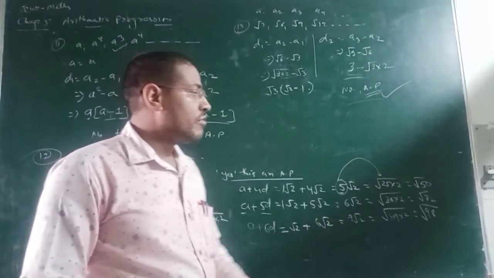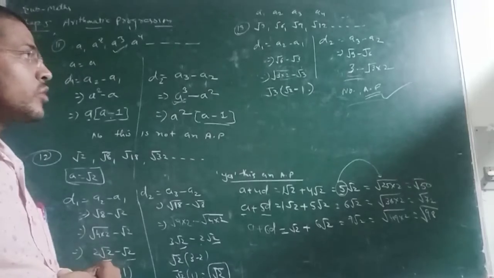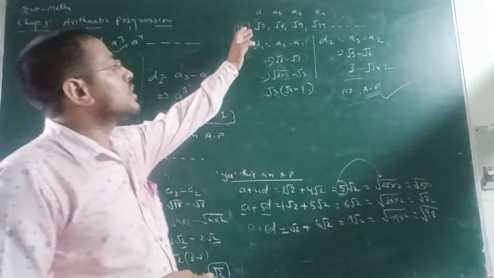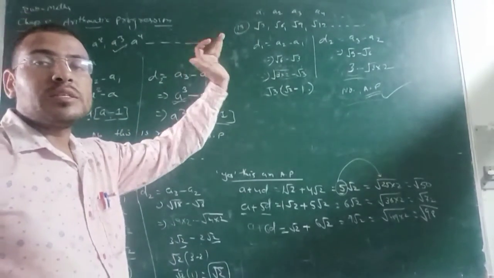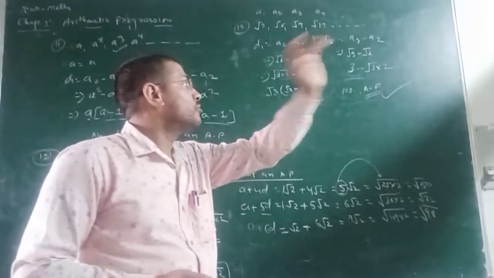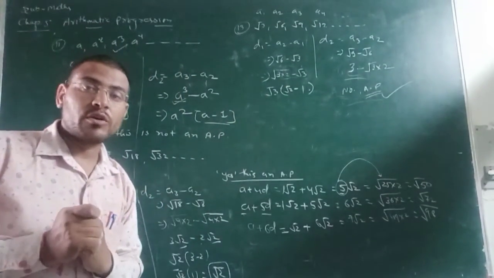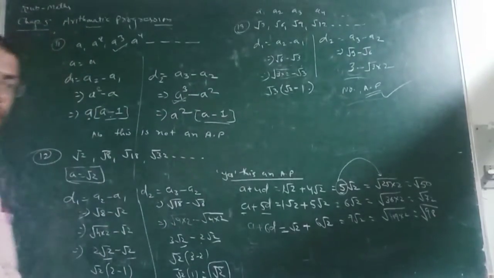So in this way we have found the values of another 3 more terms in the arithmetic progression of this question. Now question number 13 is to be taken. Root 3, root 6, root 9, root 12 is given, where they are known as a1, a2, a3 and a4. Now how to judge whether they are in arithmetic progression or not, we will judge after finding d1 and d2.